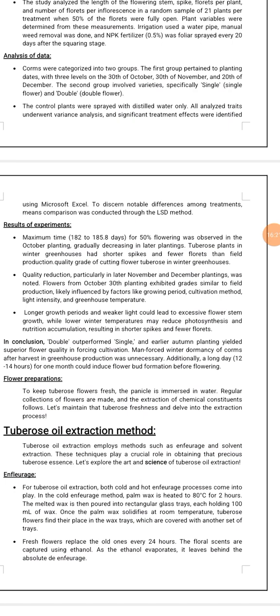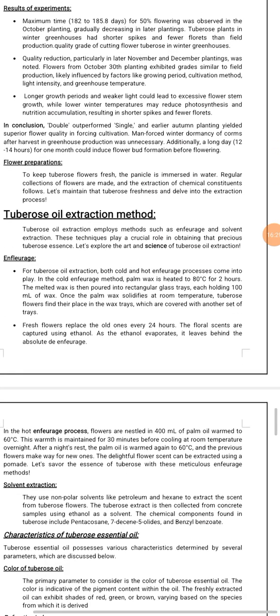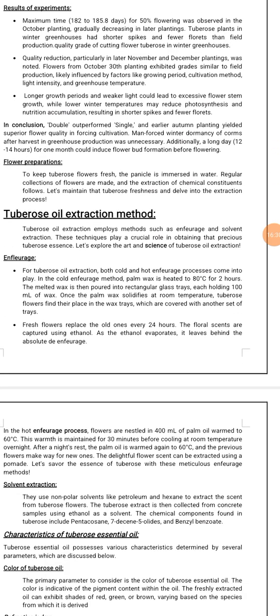Quality reduction, particularly if we sow them in November and December, then the quality of the plants will be reduced. Flower preparation is very important to keep the tuberose flowers fresh. Penicillin is immersed in the water. Regular collections of the flowers are made and the extraction of the chemical constituents follows.